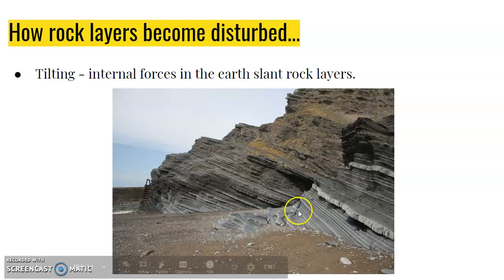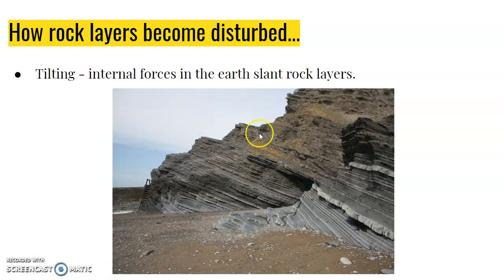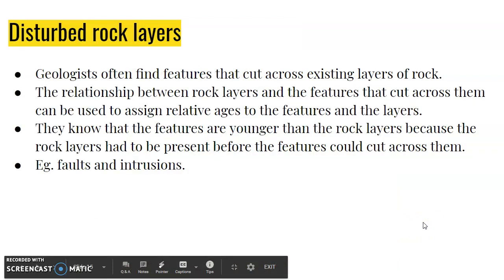Now, if you look at the picture here, you can see that the rock layers are very much tilted when you compare them to the surface of the Earth. And if tilting had not happened, they would not be in this position. They would be completely horizontal. But since this happened, we can assume that the Earth's forces have something to do with it, and that's how these became to look like this.